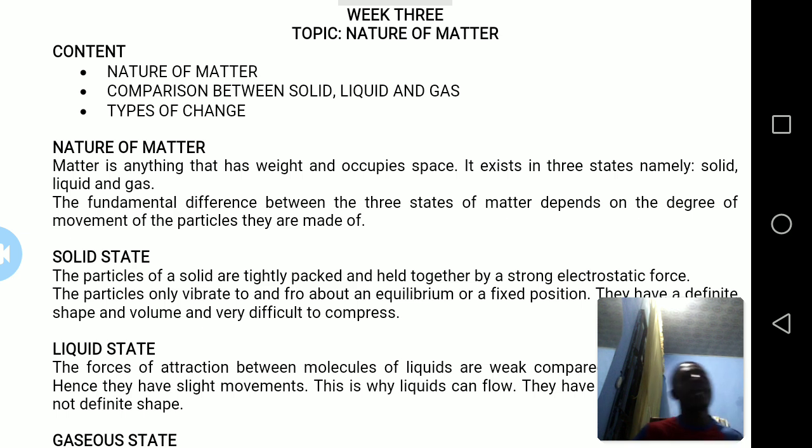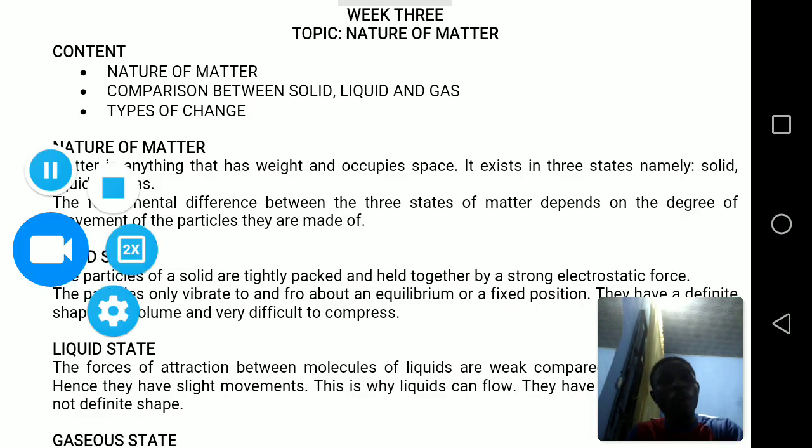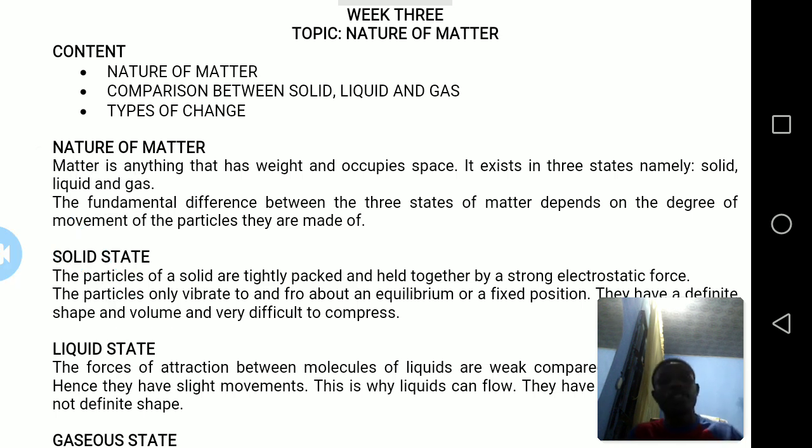So if we look at the solid state of matter, there are certain particles that come together to form the solid state of matter. And if we look at the liquid state of matter, there are certain properties that come together to form the liquid state of matter. If we look at the gaseous state of matter, there are also properties that come together to form the gaseous state of matter, so to say. So that's what we are seeing here. All right, let's carry on.